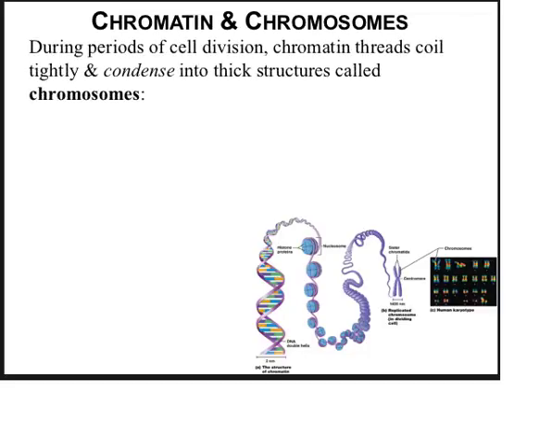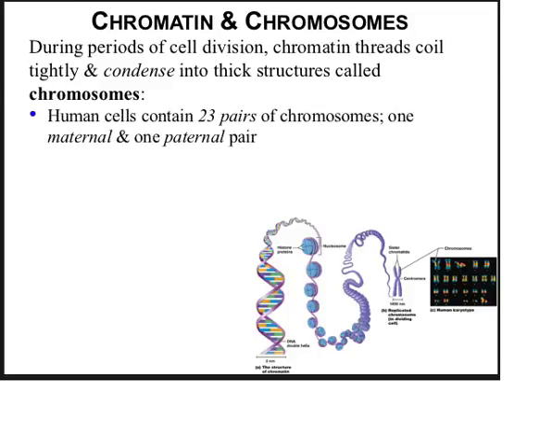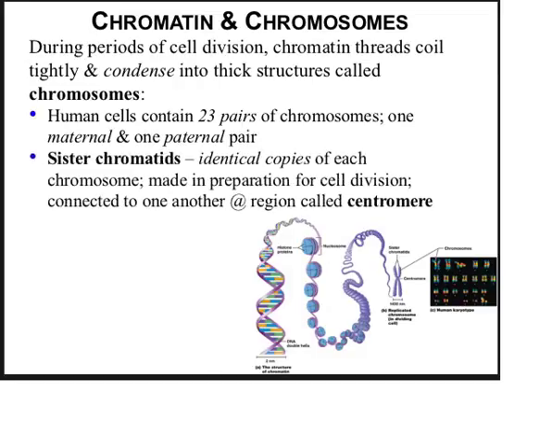During periods of cell division, chromatin threads coil tightly and condense into thick structures known as chromosomes. The human cell contains 23 pairs of chromosomes, one from the father and one from the mother. Sister chromatids are identical copies of each chromosome, and they're made in preparation for cell division and connected to each other at a region known as the centromere.